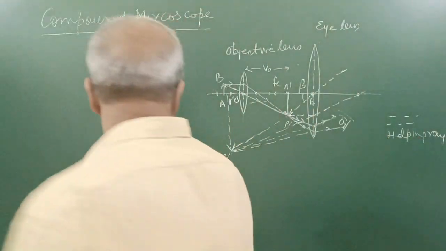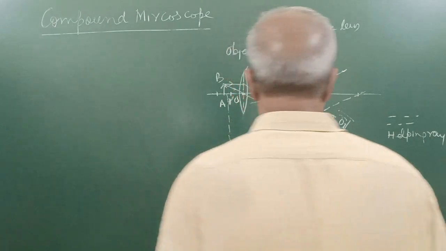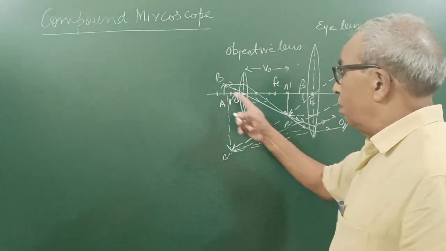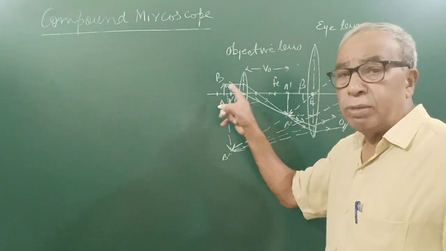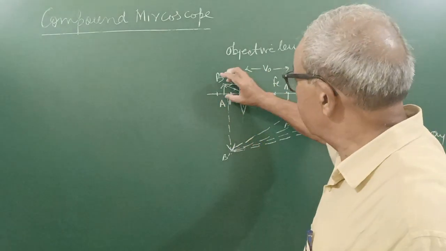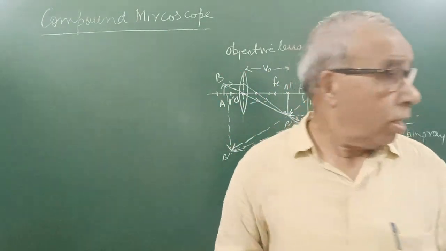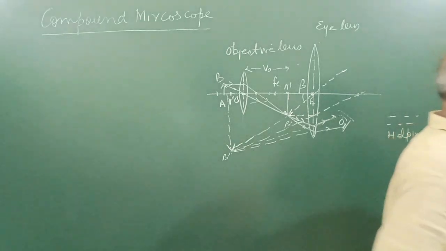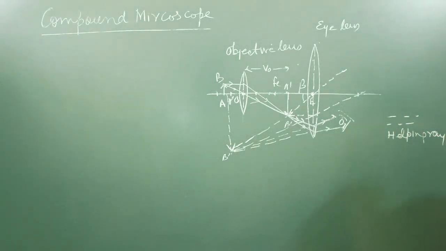Now, what is magnifying power? How to understand magnifying? AB the object. This is very small, dear students. Here it appears this much. No. It is so small that we can't see it with the naked eye.